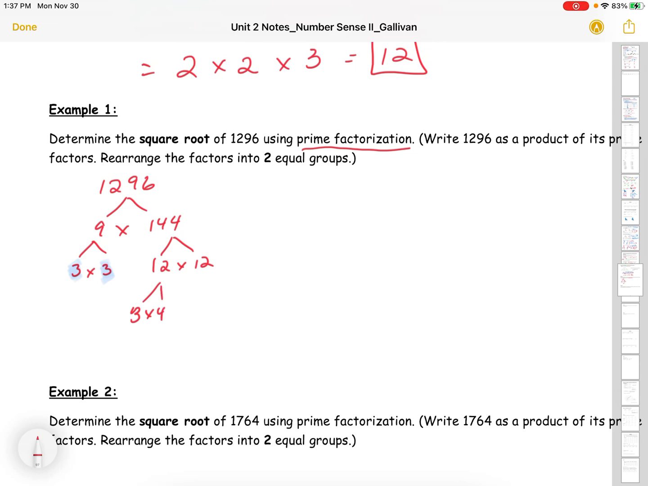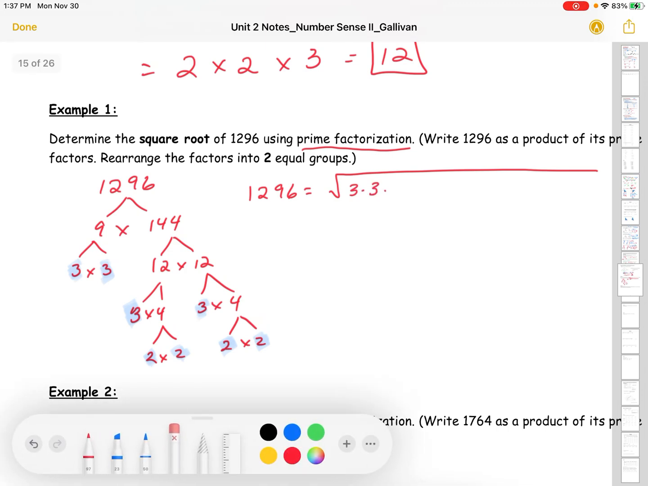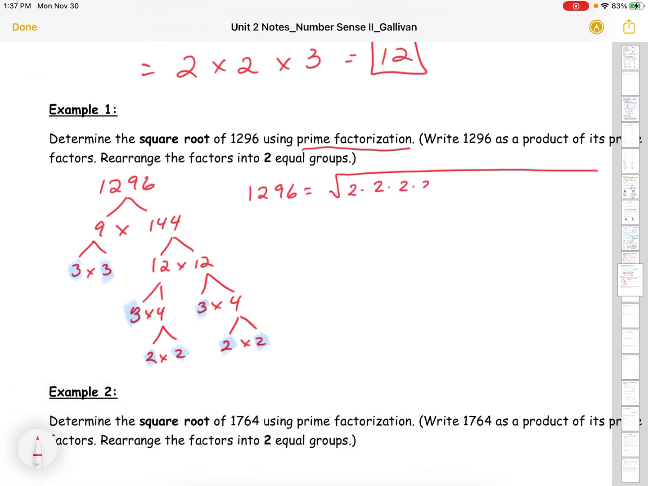12 is 3 times 4. And 12 is 3 times 4. And 4 is 2 times 2. And 2 times 2. Okay, let's highlight our primes. I've got a 3 here, a 3 here, 2 here, 2 here, 2 here, 2 here. Okay, so if I sketch that out, 1296 equals, and I write all these out in pairs. I like to put them in order, right? Start with my 2's. 2 times 2 times 2 times 2 times 3 times 3 times 3 times 3.